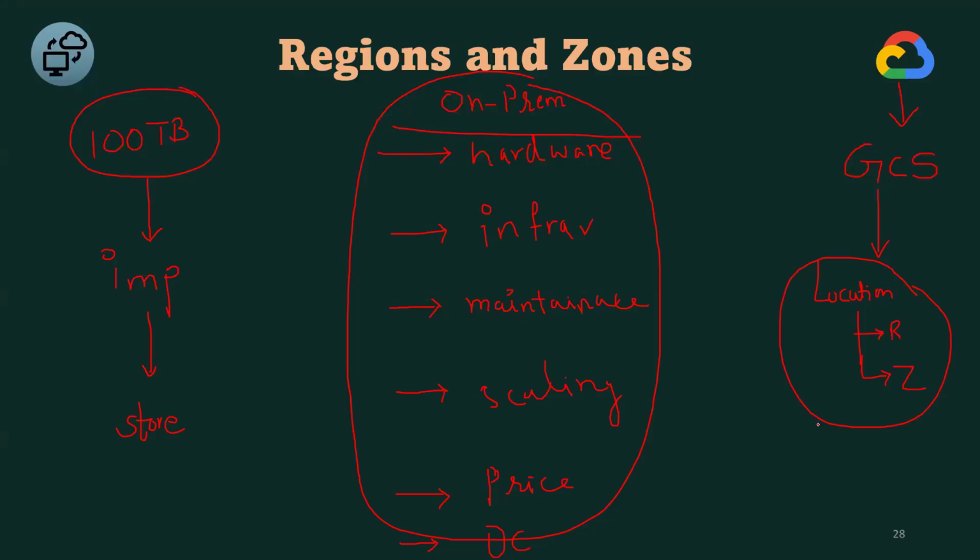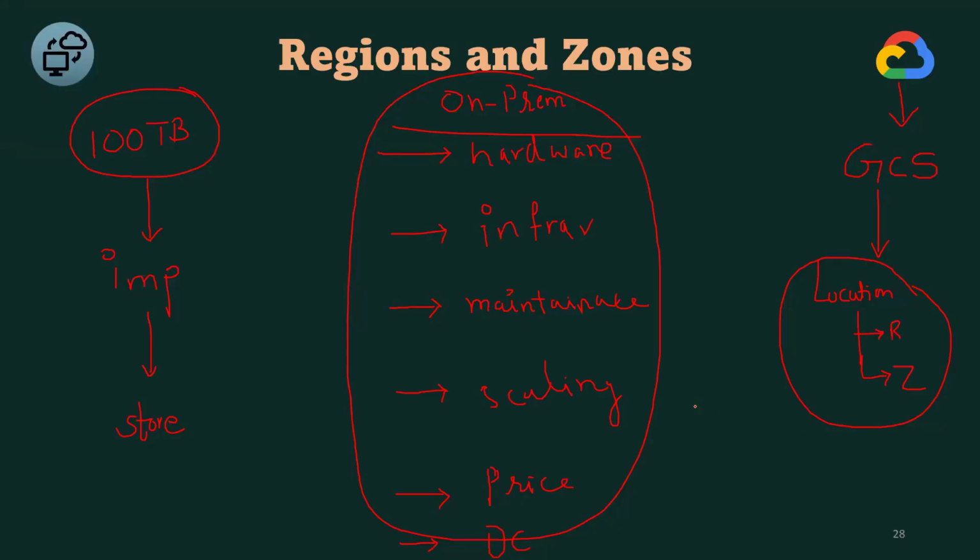Whatever zone you are selecting, for example, you selected Europe West 2A as a zone, that means your 100 terabytes of data is going to be available in the Europe West 2A zone only. In that particular data center. That data is going to be physically stored in that location. Okay, so this is what it means.